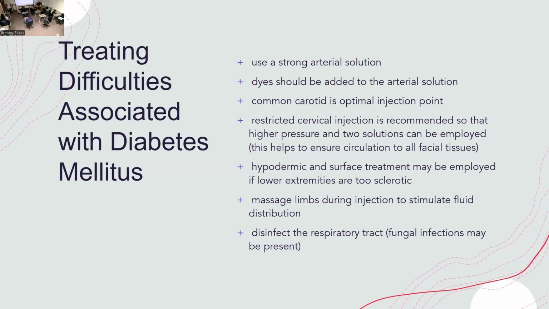For treating bodies with diabetes, you want to use a stronger solution. Want to add dyes as tracers. Common carotid is the best because the femoral is probably going to be sclerotic. They will recommend cervical injection, so you can use higher pressure shooting distal or down than you do up the face. And this helps your circulation. Hypodermic and surface treatment may need to be used if the lower extremities are too sclerotic. Massage the limb during injection to stimulate fluid distribution and make sure you disinfect the respiratory tract.